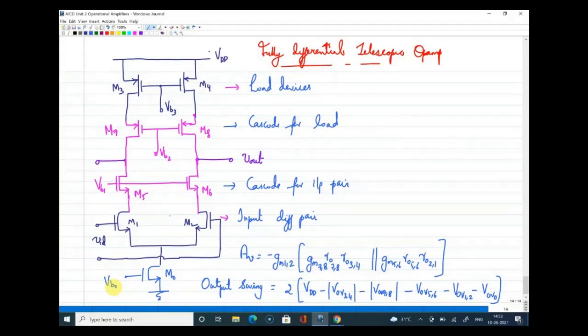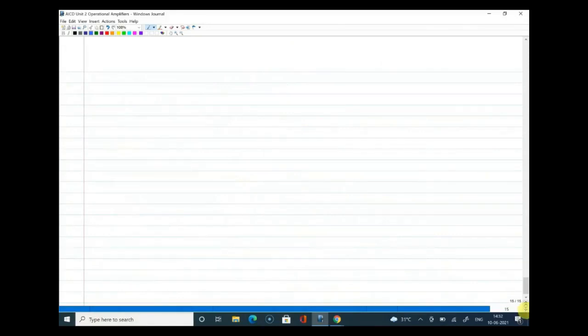I hope this is clear. We haven't done anything new. Rather, we have just replicated the same equation with proper numbering, and the output swing is double that of the previous. Now, let me quickly go and discuss another drawback that I mentioned. Let me write this as drawback 2. The first drawback is the limited output voltage swing.